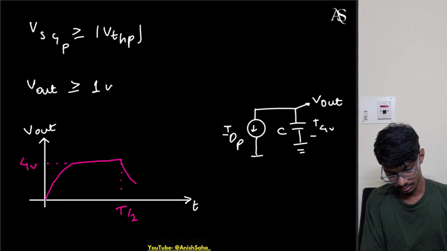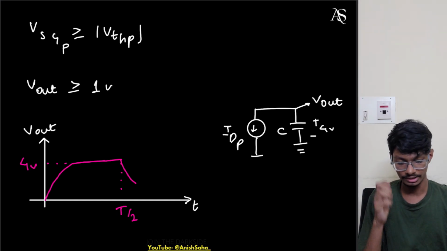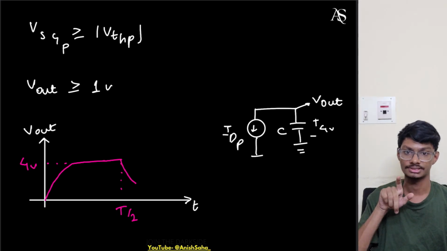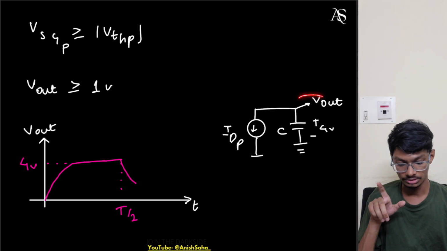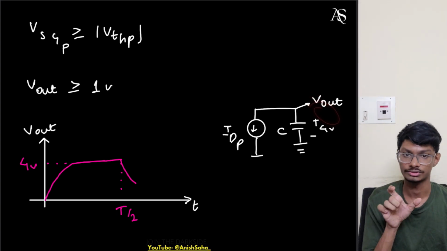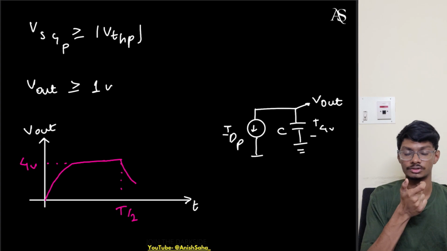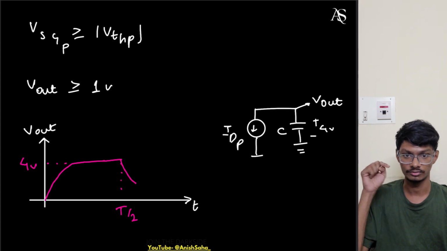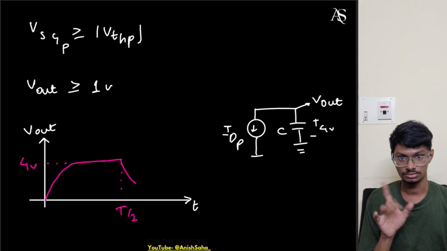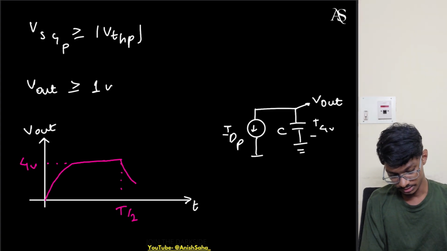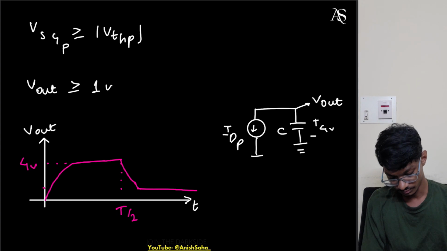So again, it will reduce not linearly, because again, what is happening? The VSG is changing, right? VSG is changing because the source is reducing. The gate is constant, but the source is reducing. So in the current equation, the ID will reduce again. Okay, so that thing you have to keep in mind. So yeah, this is reducing, and this will go to 1 volts, and this will remain at 1 volts.